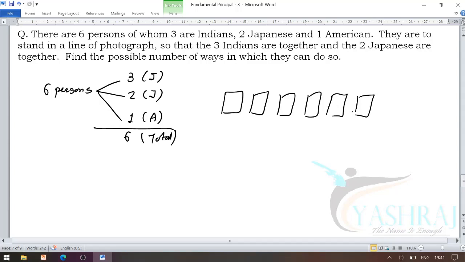So 3 Indians are together. That means they may stand over the first 3 places, second 3 places, third 3 places, last 3 places, like that. So we have the choices 3 factorial as per the multiplication principle for 3 Indians together, and 2 factorial for 2 Japanese together. So 3 factorial becomes 3 twos are 6, 2 factorial becomes 2, 6 twos are 12 ways to stand them together as 3 Indians and as 2 Japanese.